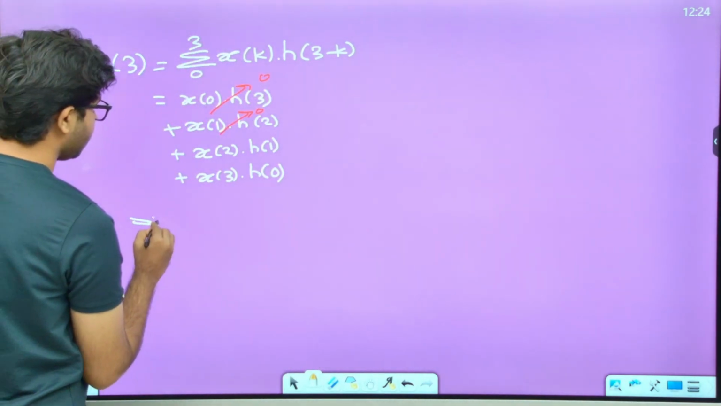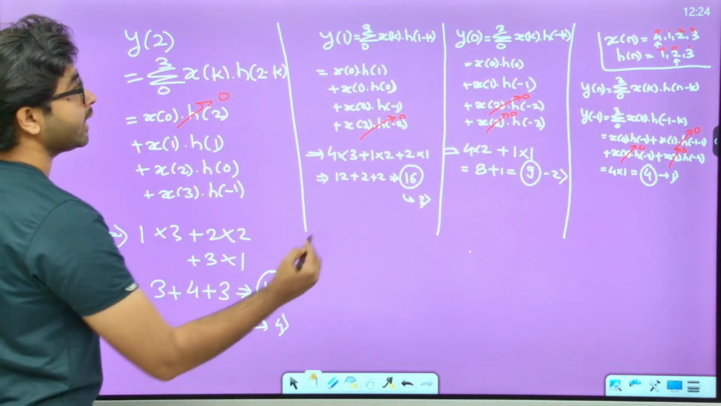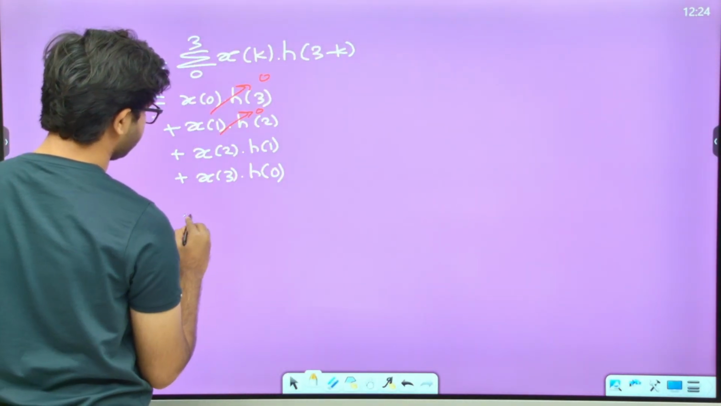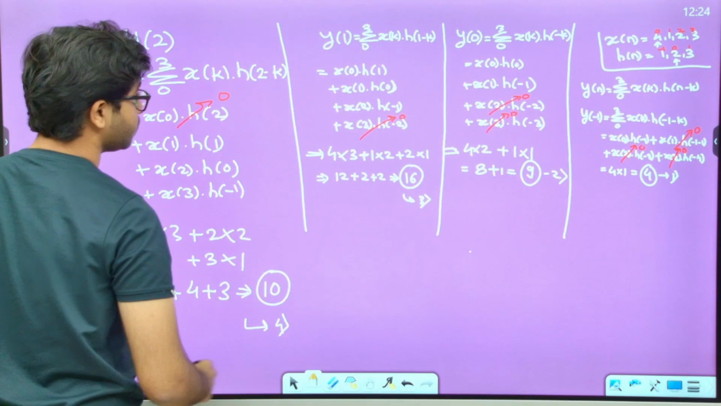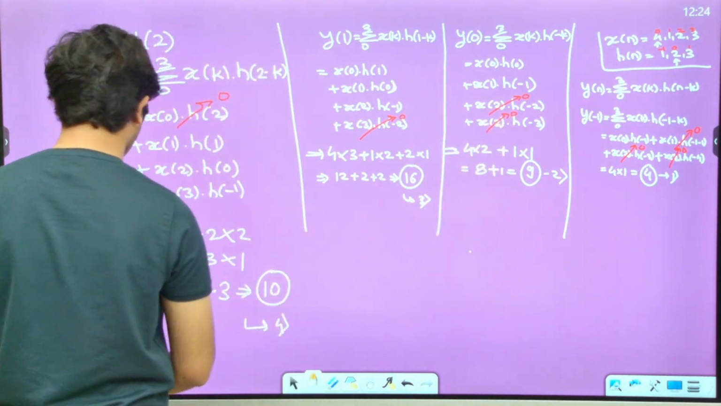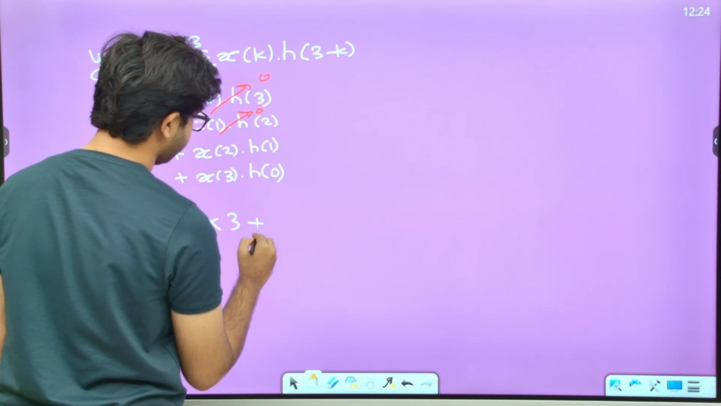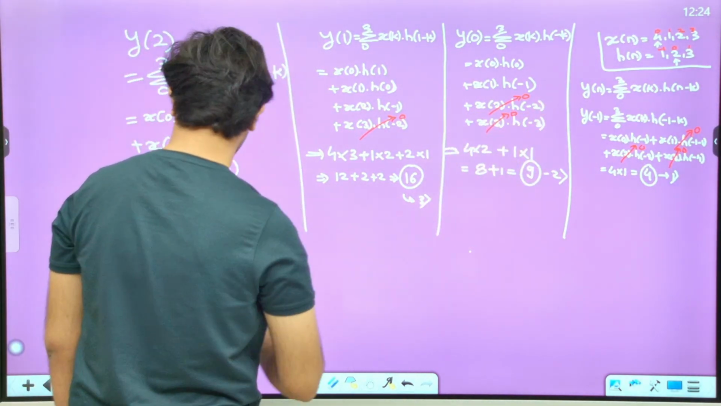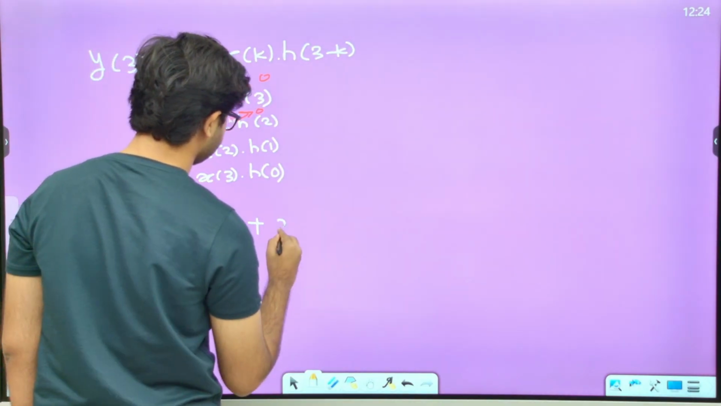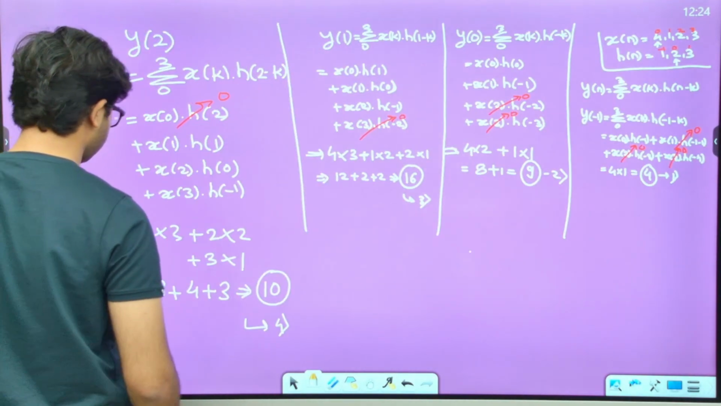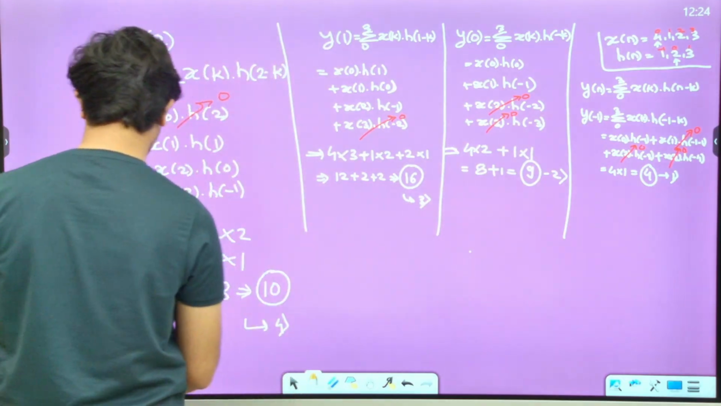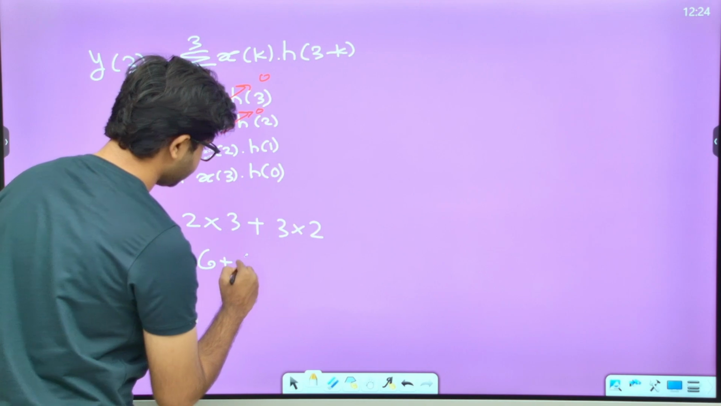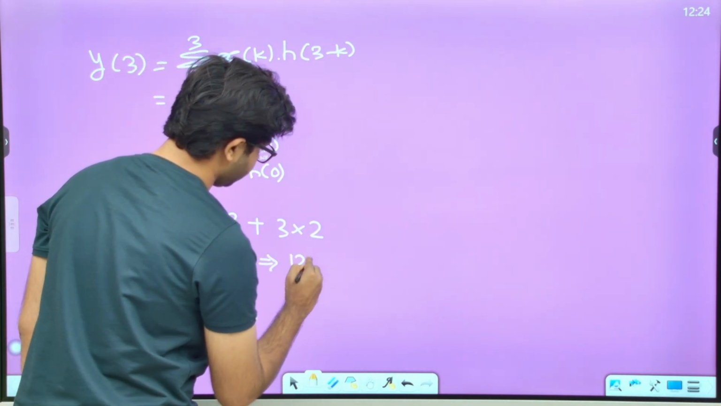Now we'll just calculate the two terms. And what are those? Now x of 2 is 2, then h of 1 is 3, plus x of 3 is 3. And what is h of 0? H of 0 is 2. Okay, so it will be 6 plus 6, it will be 12.